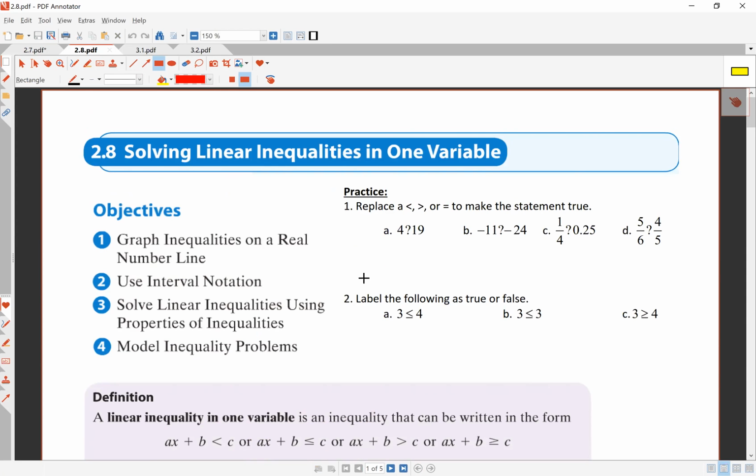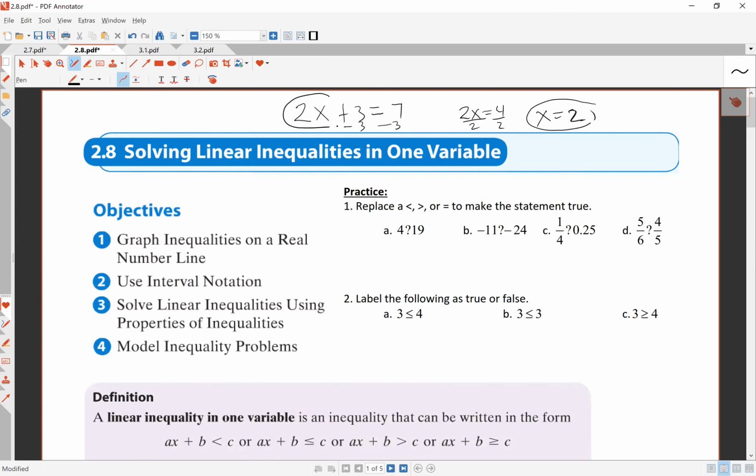So what you should have gathered in the equations in one variable is that anytime we solve something like 2x plus 3 is equal to 7, we always subtracted 3 from both sides first, and 7 minus 3 is 4, and then divided by 2, and we get x equals 2. You remember that? 2x plus 3 equals 7, x equals 2. So those are what we call linear equations because of the equal sign.